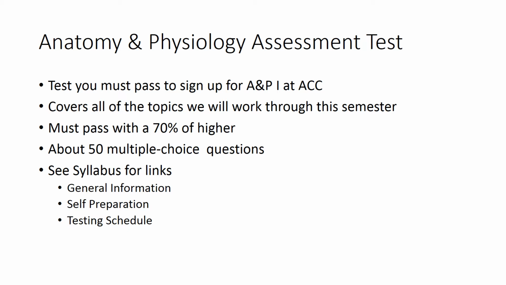First of all, the anatomy and physiology assessment test is an exam through ACC that you have to pass with a 70% or higher in order to sign up for Anatomy and Physiology 1. Now, there are always lots of little rumors about sneaky ways you can get around this test, and I'll tell you that 99% of those rumors are wrong. You need to take this test, you need to pass it. Now, we don't do that to be mean or to fail you out or to set you up for failure. In fact, what we're trying to do is set you up for success.